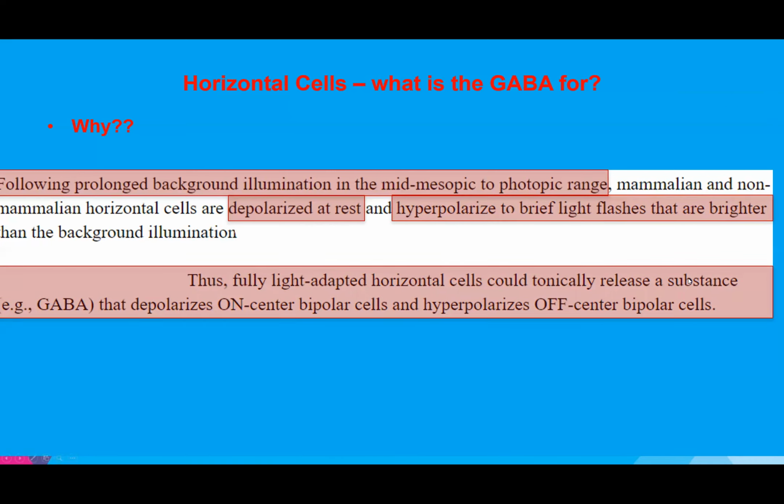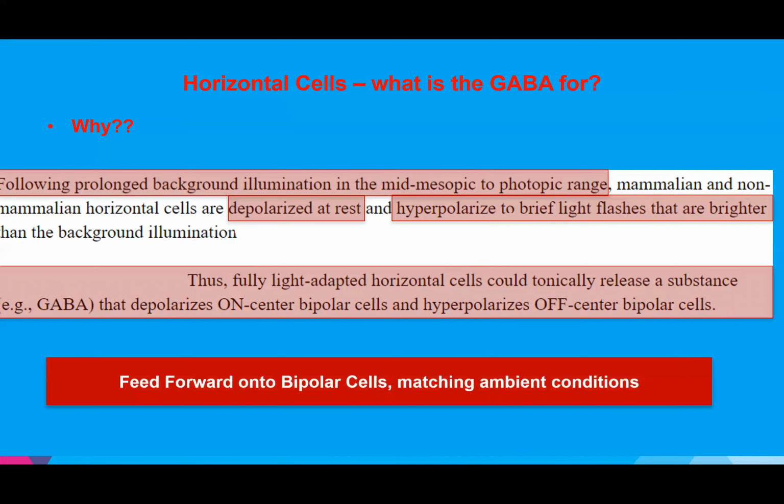They could tonically release a substance that depolarizes the on-center bipolar, that activates the on bipolar cells and inactivates the off. So that way the brain doesn't think, oh, the horizontal cell just flipped back into dark mode, everyone is dark. Otherwise, when the light goes on, you would be like, oh, great, it's light on, and then all of a sudden you'd think it was dark again. Does that make sense? So what are they doing? That's just called feed forward onto bipolar cells to keep the bipolar cells matching the ambient conditions. Make sense?